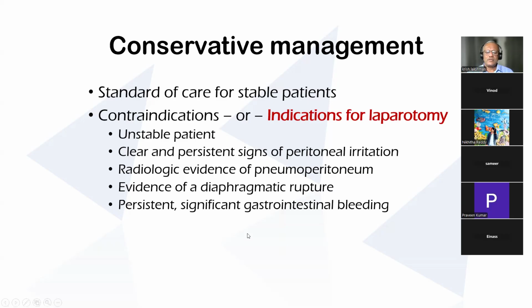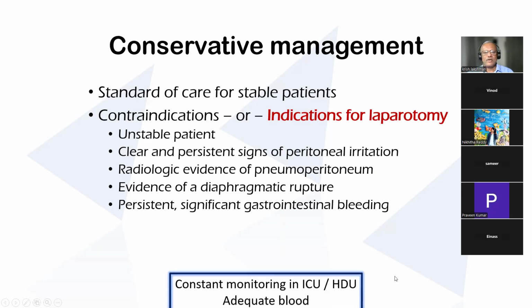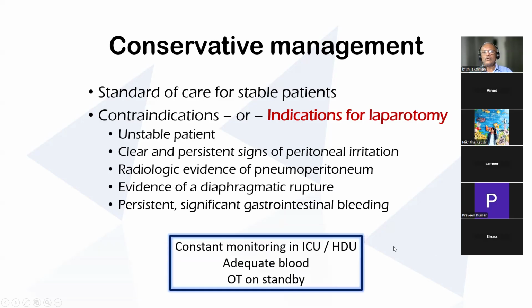So a persistent or significant GI bleed, evidence of diaphragmatic rupture, pneumoperitoneum, persistent signs of peritoneal irritation, and an unstable patient because of hypotension. These are the indications for laparotomy or contraindications for conservative management. That is something you have to have in mind. But if you're doing conservative management, make sure your hospital has a facility for proper constant monitoring in an ICU or an HDU.